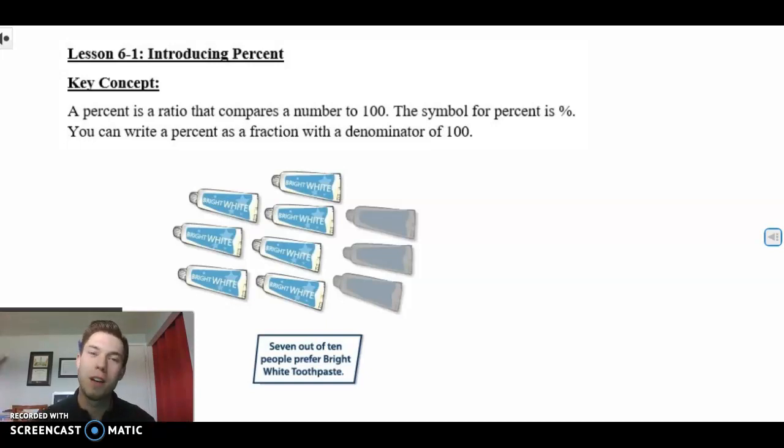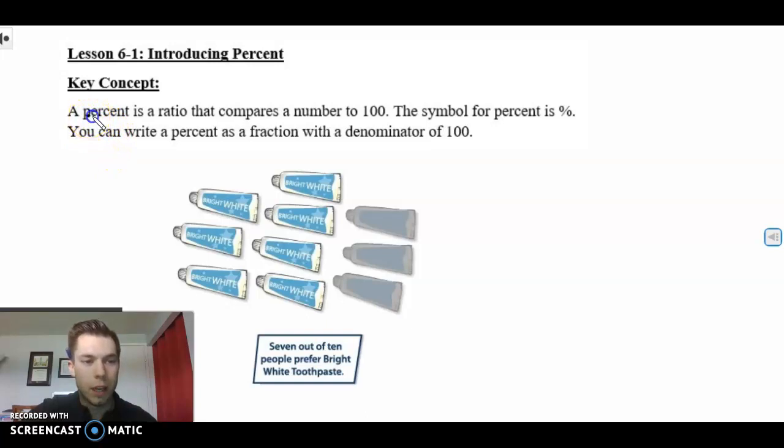So what we're going to be covering today, we're transitioning into a new topic, topic 6, percents. Now, percents isn't that different than what we've already dealt with recently with ratios and rates. So this is an excellent topic to transition to, and hopefully through this video and the other lessons, you'll see how it ties in to what we did with ratios and rates in topic 5. So today's going to be the introduction to percent.